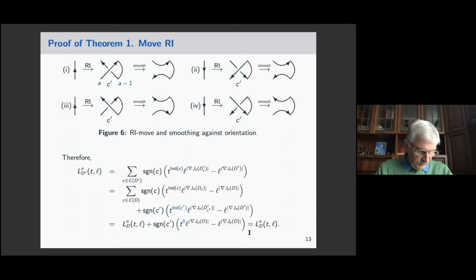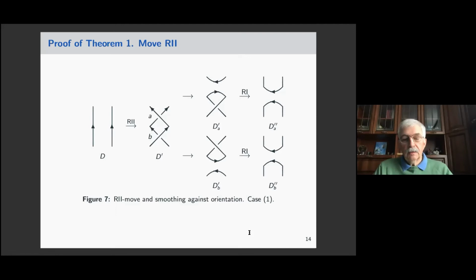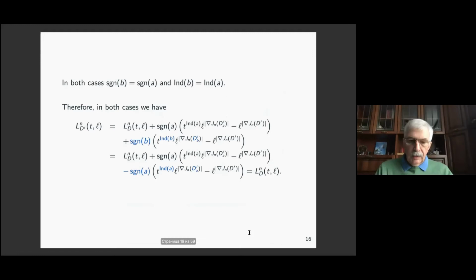I will just briefly show you some pictures. So what happens with move two? Maybe you can look at the slides later and consider these details yourselves, but the considerations are very similar. You have two new crossings, and you can see the smoothing in one crossing, then another crossing, and a similar picture if you have different orientation for your arcs. And again you observe that in both cases the signs at crossing A and crossing B are the same, and also the indexes at crossing A and crossing B are the same. So we can use similar calculations. We again obtain that our polynomial is invariant under the Reidemeister move number two.